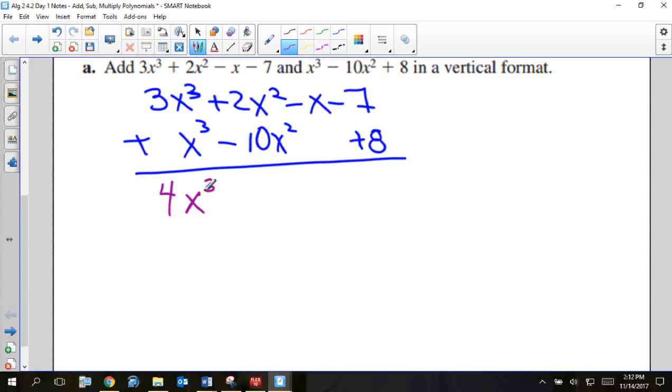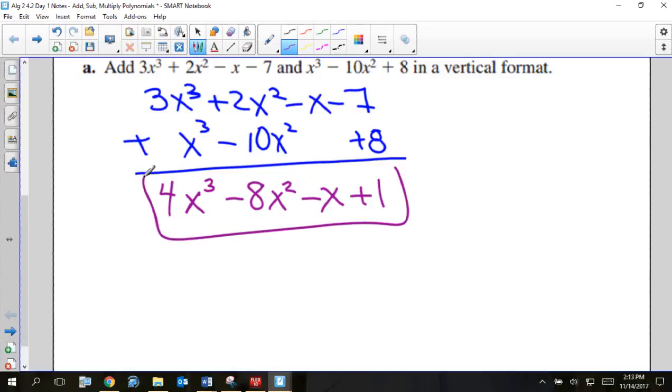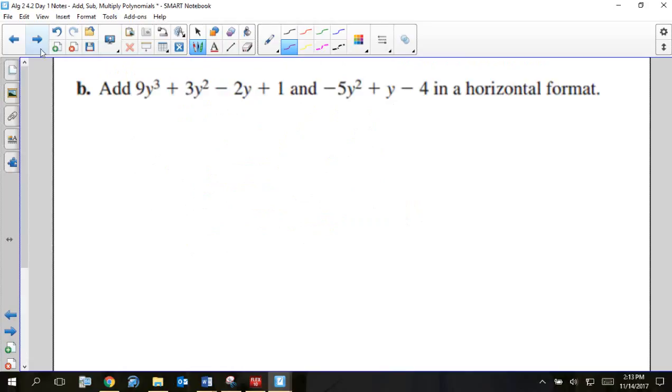What would change the exponent? Yeah, if you multiplied by x's, but we're just adding right now. So we're going to add these, we're going to get negative 8x squared. I'm going to add a minus x with nothing, so minus x, and then plus 1. Adding like terms, vertical method. Adding like terms, horizontal method.